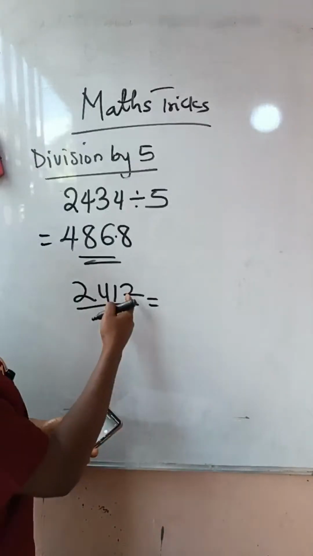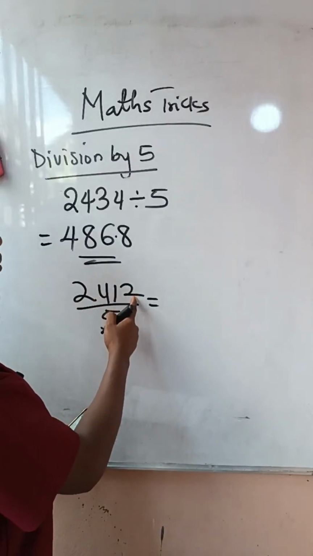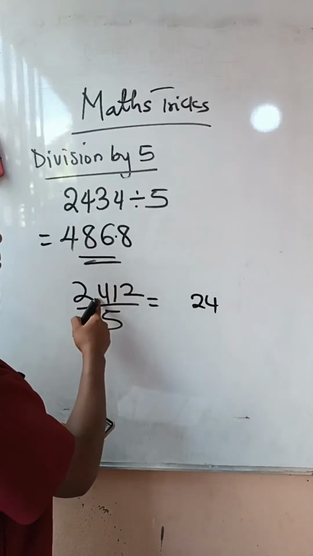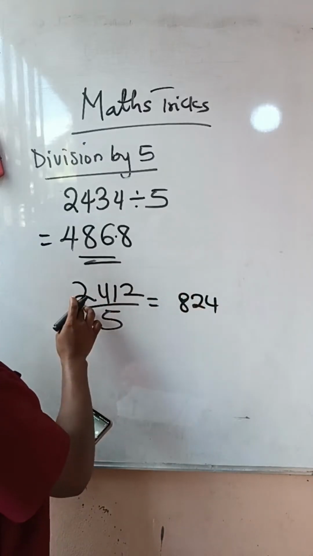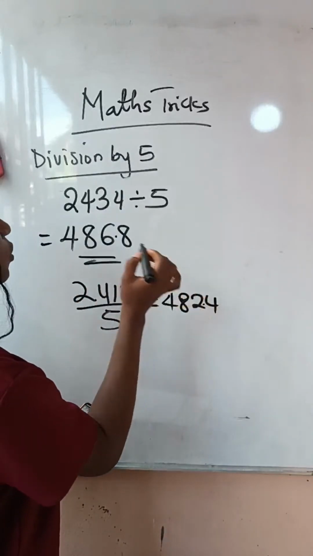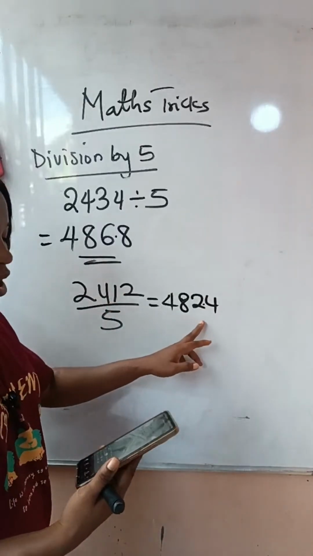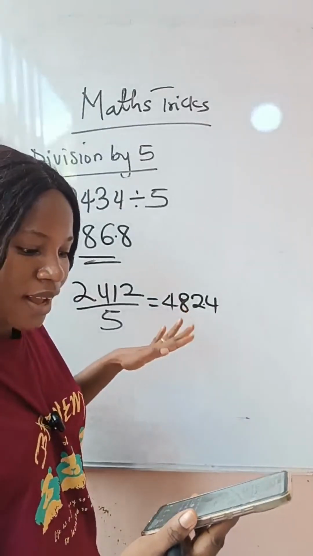Because if we double this, double of 2 is 4, double of 1 is 2, double of 4 is 8, and double of 2 is 4. Then we put a decimal point before the last digit, and that will give us 482.4. Amazing, right?